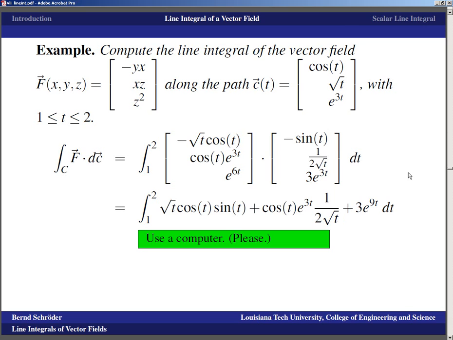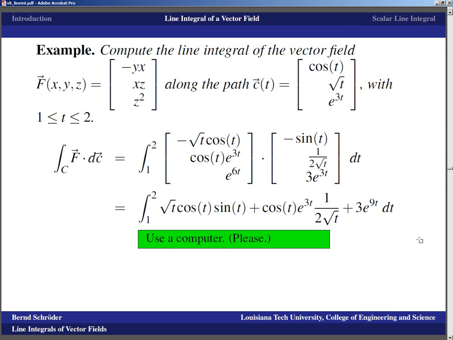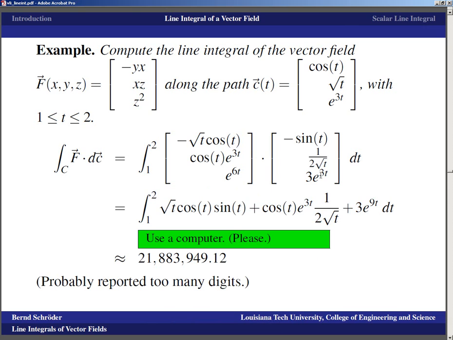So, who knows, maybe somebody who's really good with integrals can even crack those, but ultimately, if this was a physical problem, we are interested in the number that this thing gives us, and we are interested in what that number means. And so we would certainly want to use a computer here if we just want the number, and the number is 21,883,949.12. If we think of this as a physical problem, I'm not sure if there's any physical setup where we can get that many accurate digits, so I probably reported too many digits, but so be it. We got us the number.